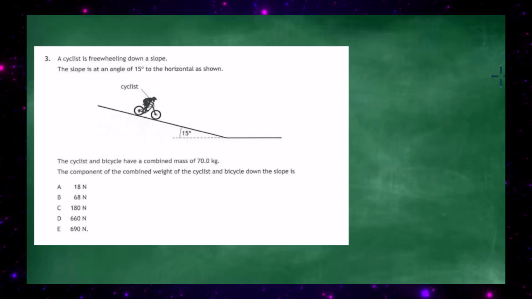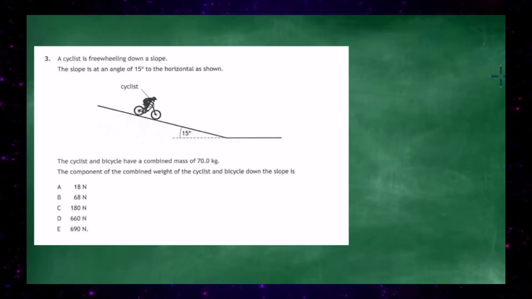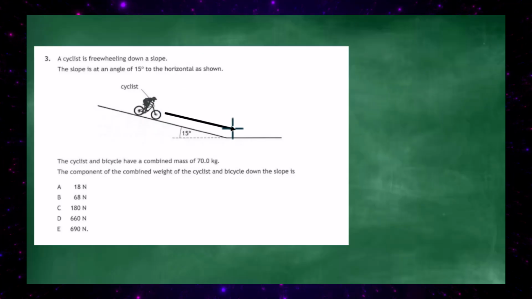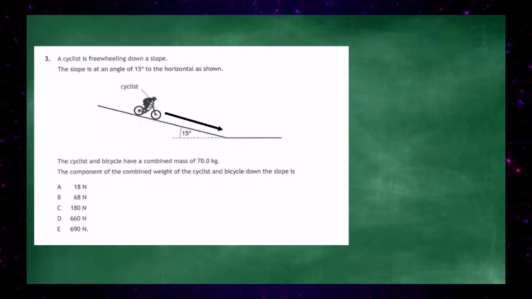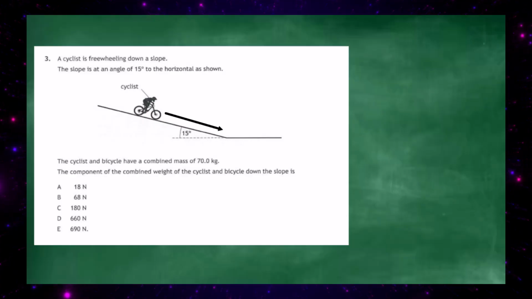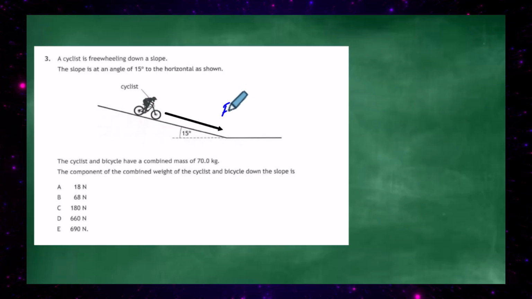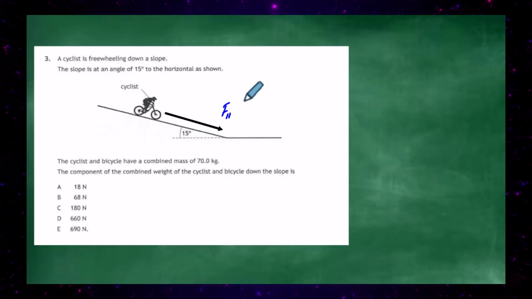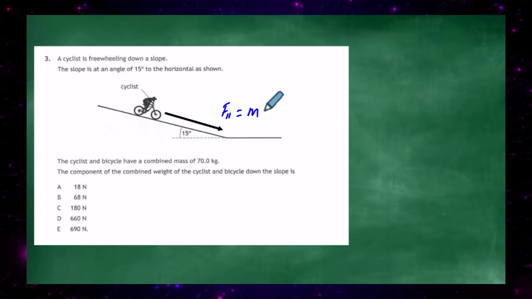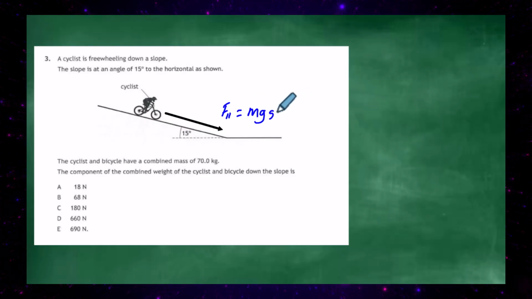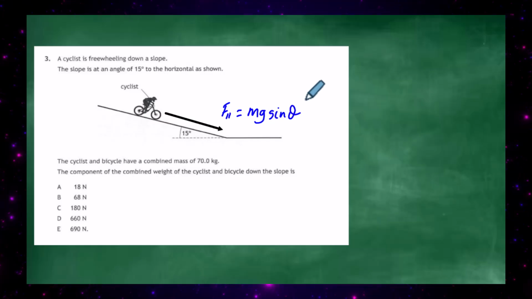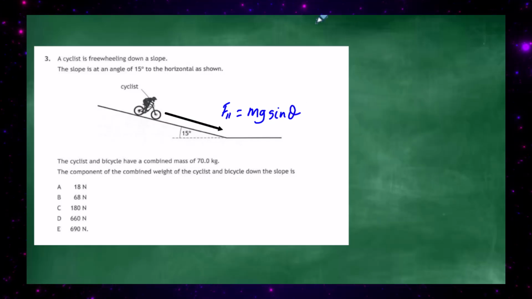The component of the combined weight of the cyclist and bicycle acting down the slope is your famous one, the force down the slope. There's the force there. We can say that the force acting down the slope, which is the component of the weight acting down the slope, is equal to mg sine theta. That's the weight part, and of course you have to have sine theta. It's in the relationship sheet. So all we have to do is plug in the numbers for that.